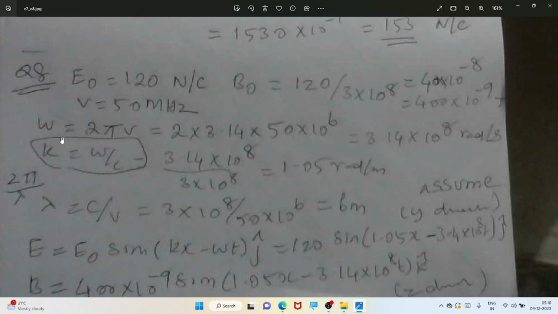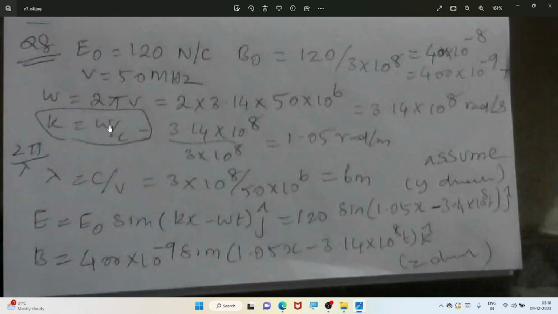From frequency you can find the angular frequency. This is linear frequency, angular frequency is 2 pi v, 2 into pi into v. K equal to 2 pi by lambda, already shown in the book, then it will become omega by C. If you multiply 2 pi by lambda above by v and below also, lambda v is C, 2 pi v is omega. So this is how you will get this. Lambda equal to C by v.